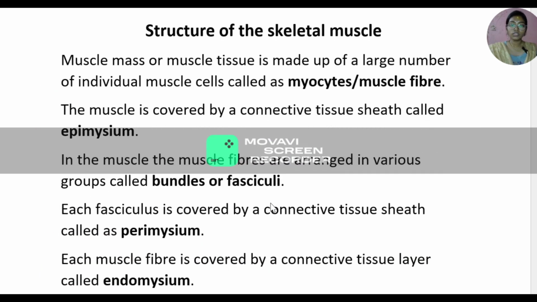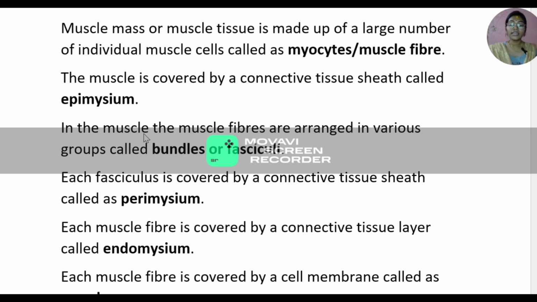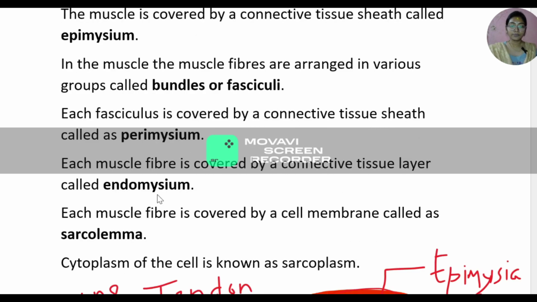So the muscle tissue is made up of a large number of individual muscle cells called myocytes or muscle fibers. The muscle is covered by a connective tissue sheath called the epimysium. The outer covering of the muscle is called the epimysium. Next, the muscle fibers are arranged in groups called bundles or fasciculi. Each fasciculus is covered by a connective tissue sheath called the perimysium. The covering of the fasciculus is called the perimysium.